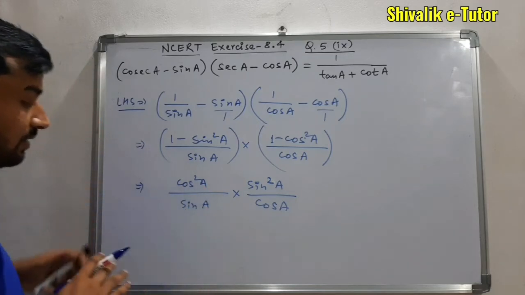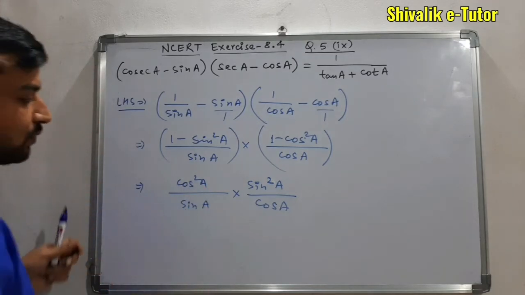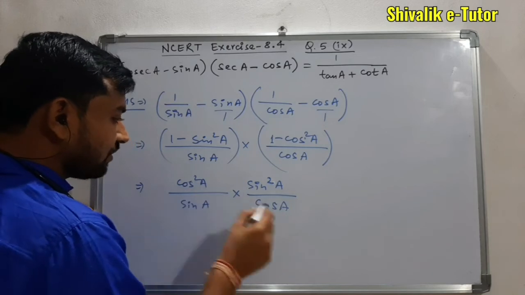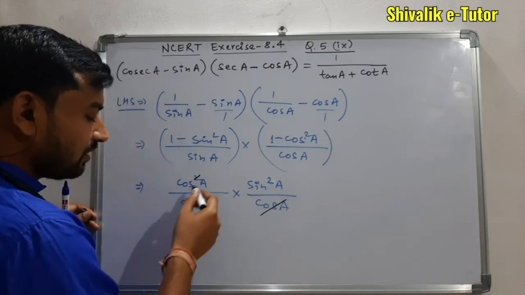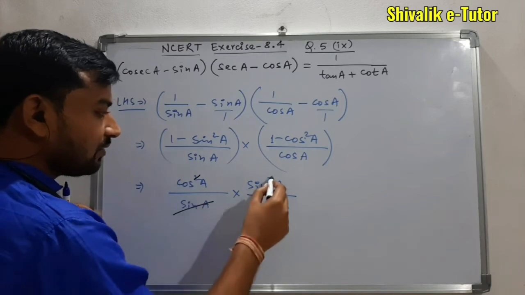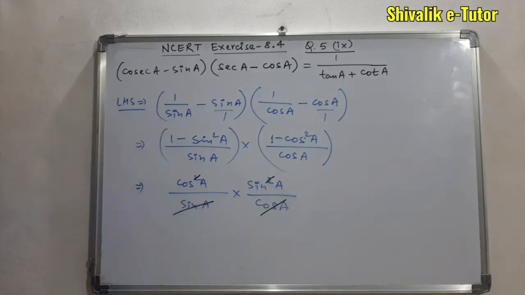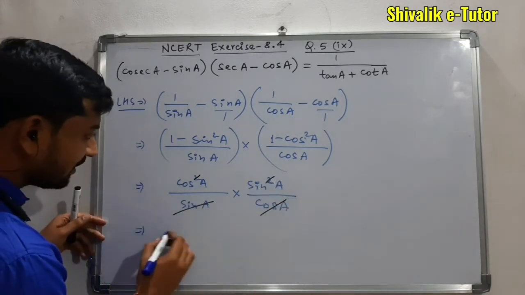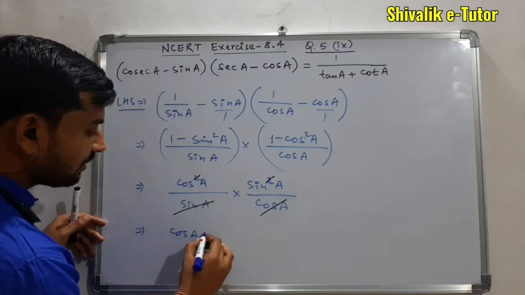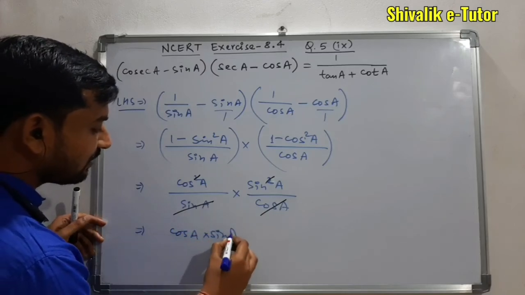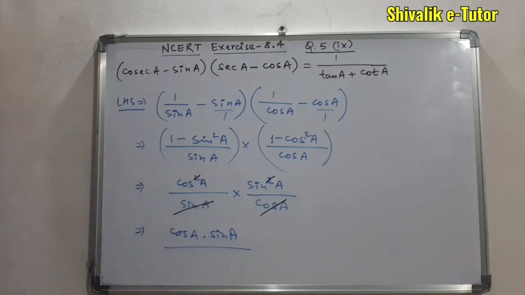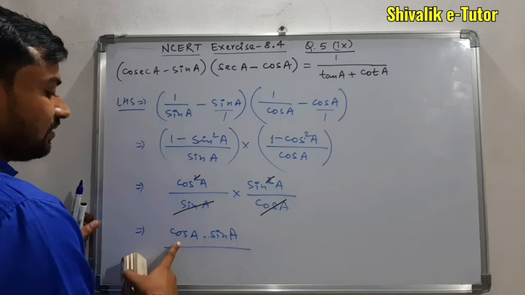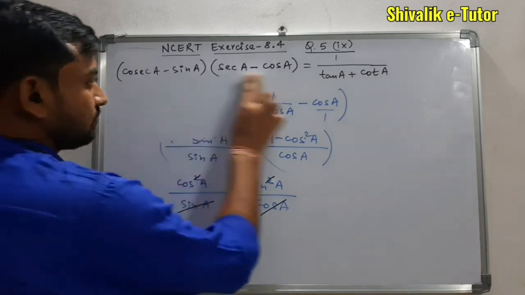Here clearly the cos square has power 2 in the numerator, and in the denominator we have power 1. So this cos A will be cancelled by 1 cos A in the numerator. Similarly the sin A will be cancelled by 1 of this. So the final result which we are getting here is cos A into sin A. Cos A sin A is the result which we are getting from LHS. Now similarly we will solve the RHS and try to get the same result.